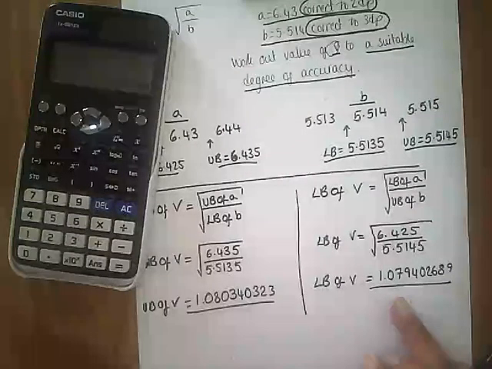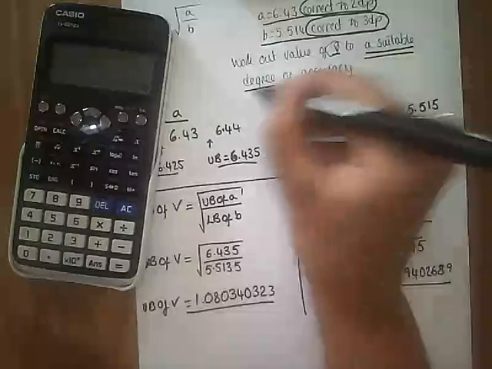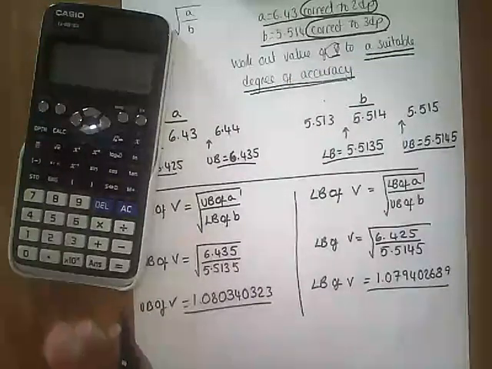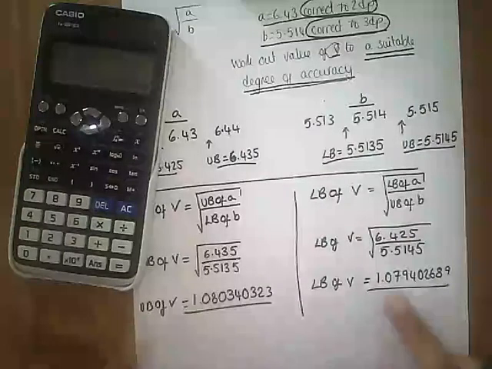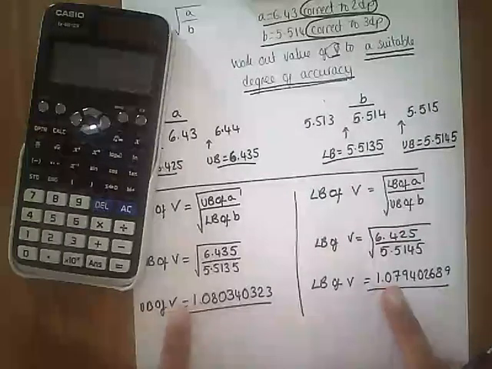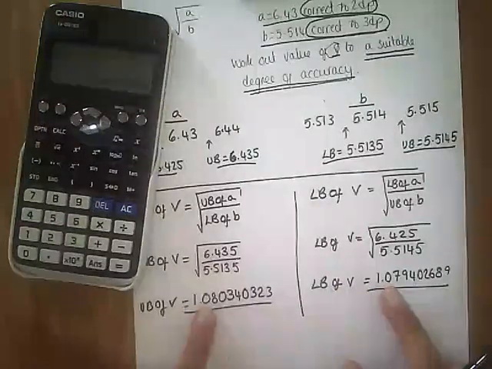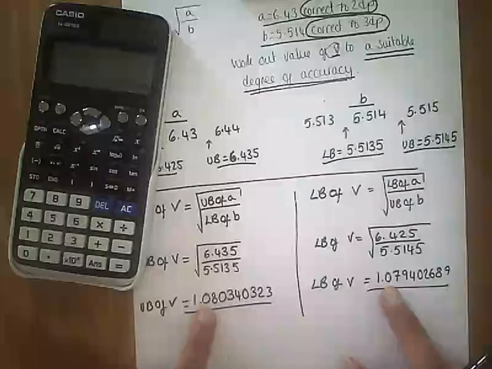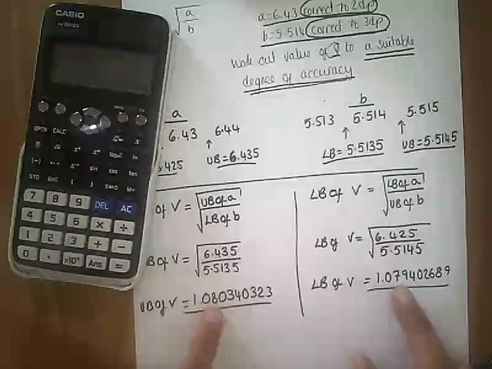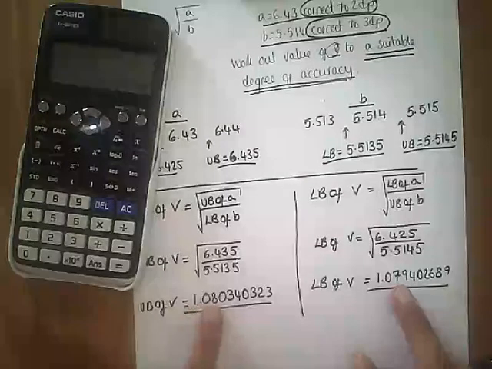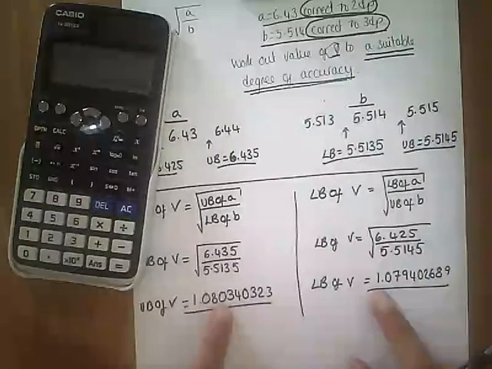Now the question asks us to give it to a suitable degree of accuracy. That's another hint that it's bounds, if it says something about that. Okay, now if we rounded these to one significant figure, they'd both be 1. If we rounded them to one decimal place, they'd both be 1.1. If we rounded them to 2 decimal places, they'd both be 1.08. If we rounded them to 3 decimal places, this would be 1.080, and this would be 1.079.